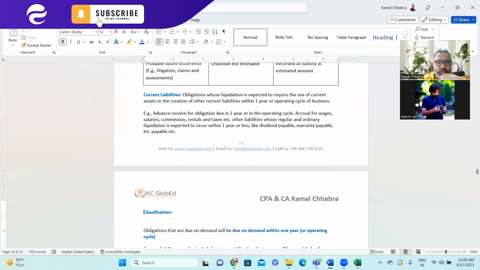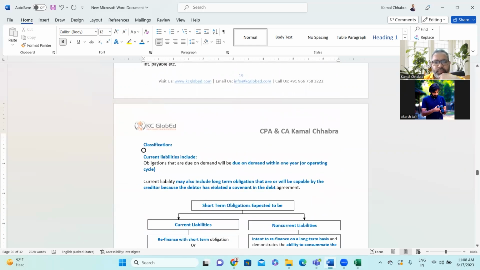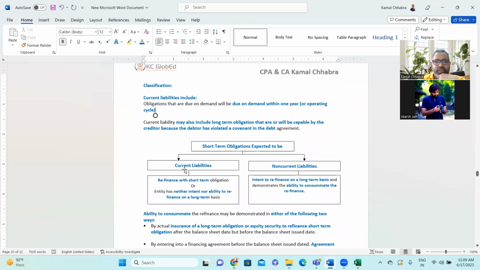Cool. So now coming on to the classification part. So classification of liability. Obligations that are due on demand, or due within 1 year or operating cycle, are classified as current liability. And current liability may also include long-term obligations that are or will be callable by a creditor because the debtor has violated the covenant of the debt agreement. You know, like, have you heard about this term called debt covenant?